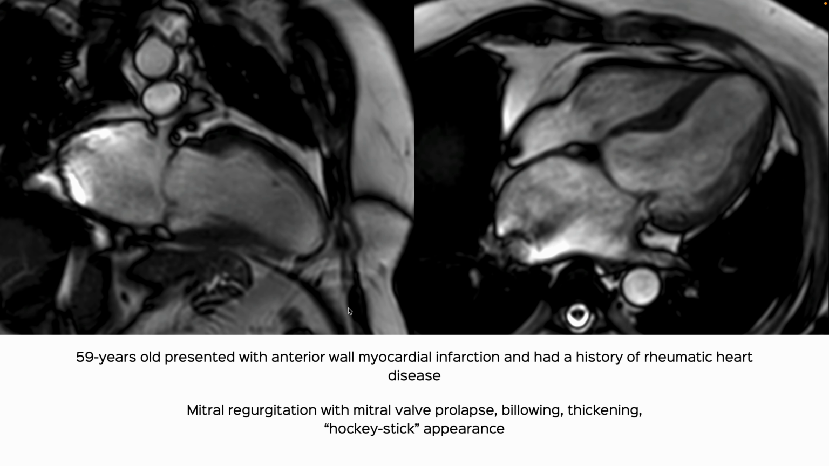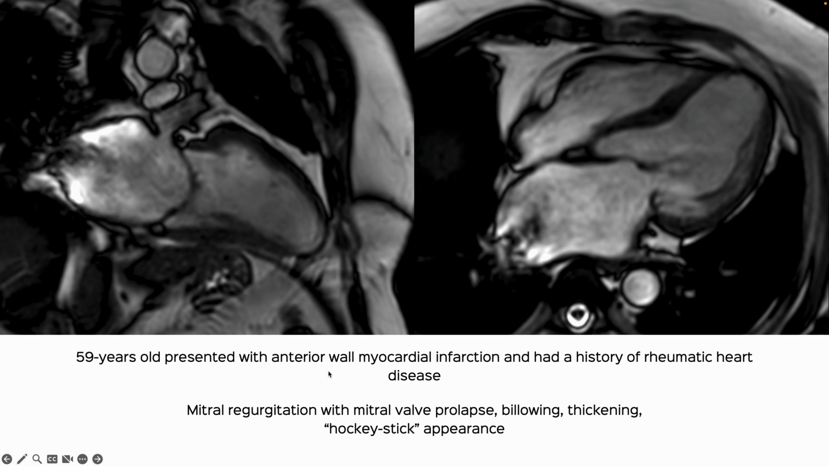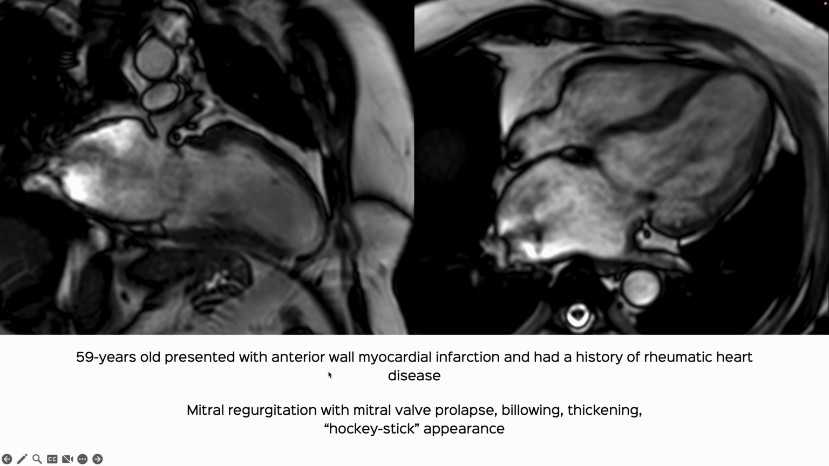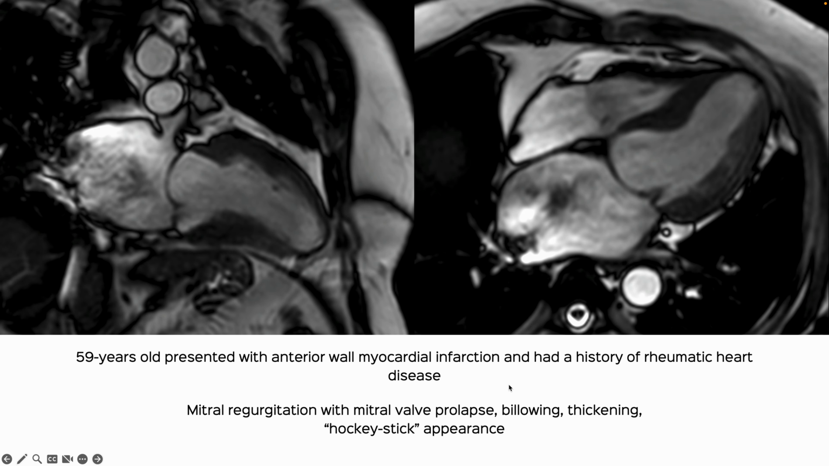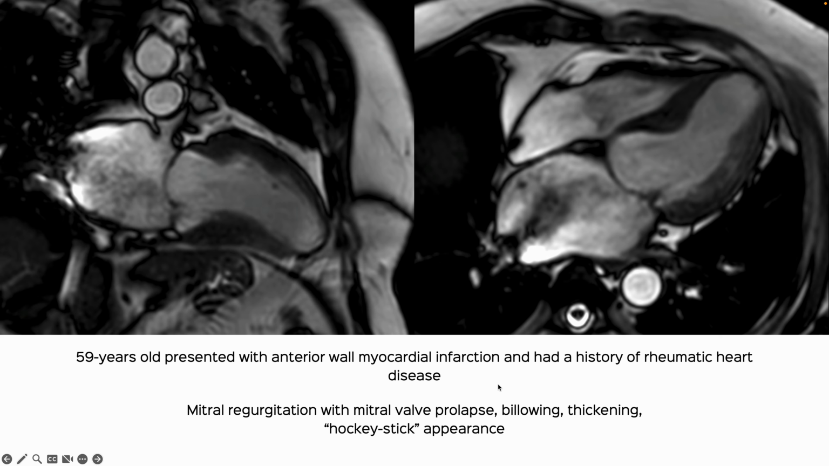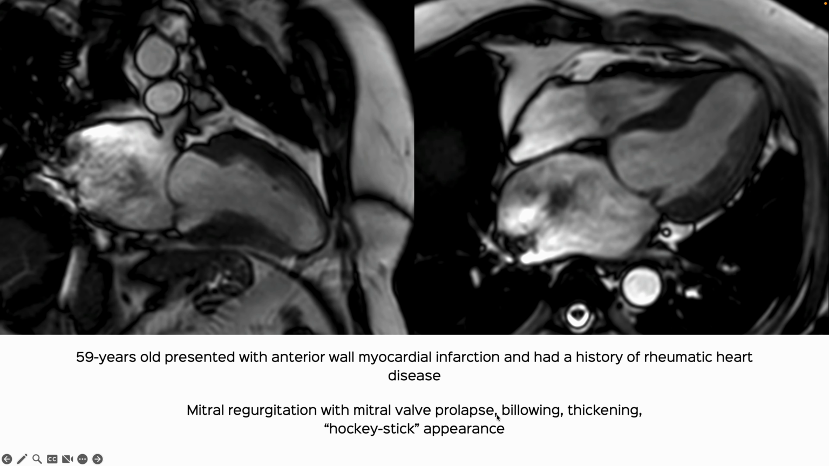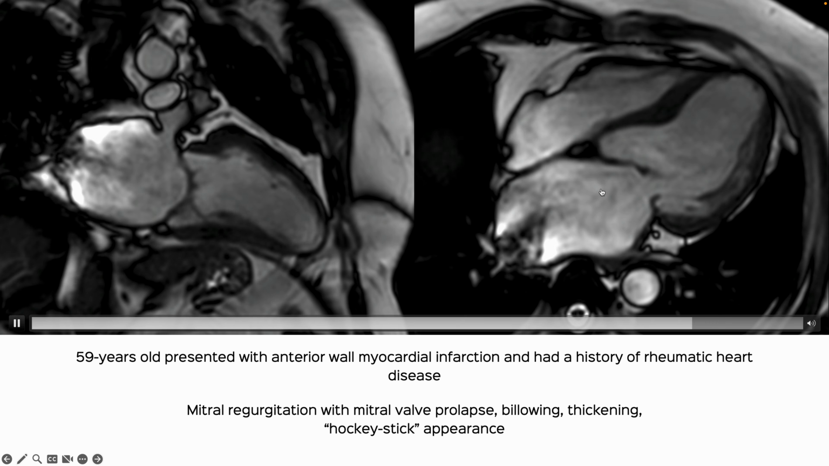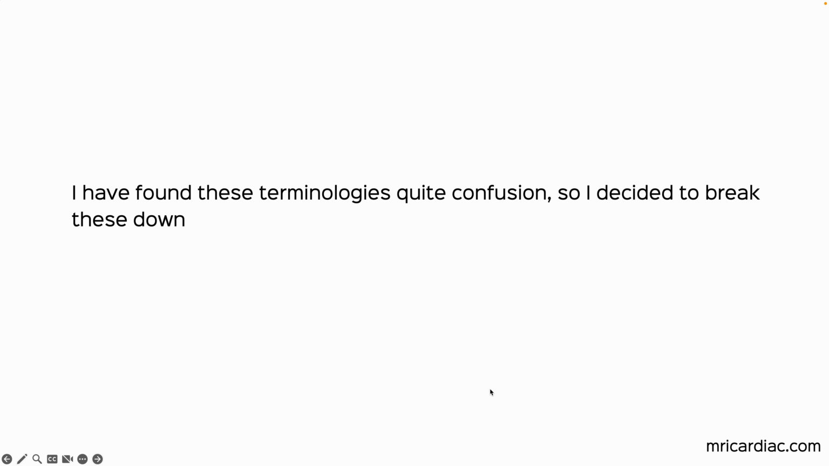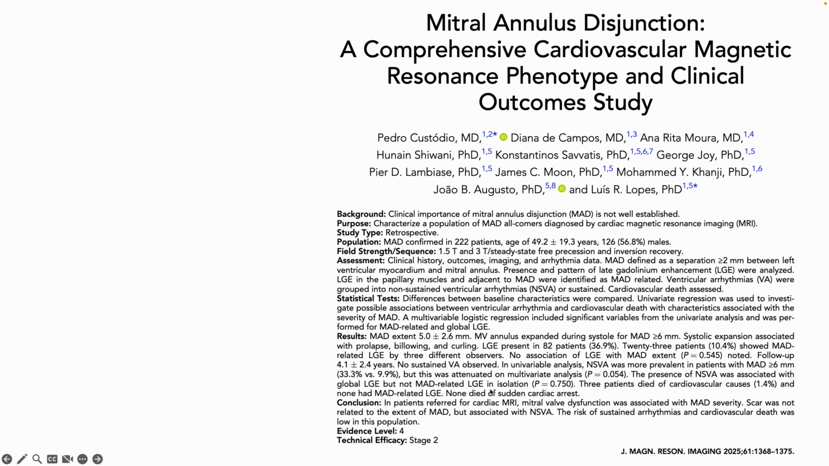And today I'm just going to focus on the various mitral valve anatomy and pathology terminologies. So this is a 59-year-old, the MI is not relevant, but the idea was to talk about all of these entities here. You can see some prolapse and some billowing, and there's a hockey stick appearance. So what are all these terminologies?